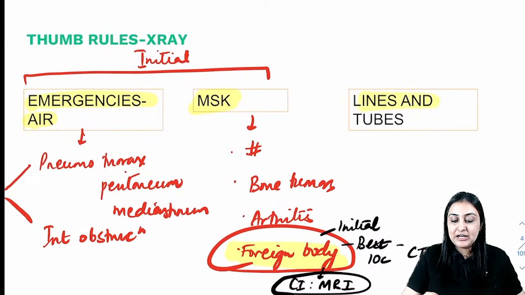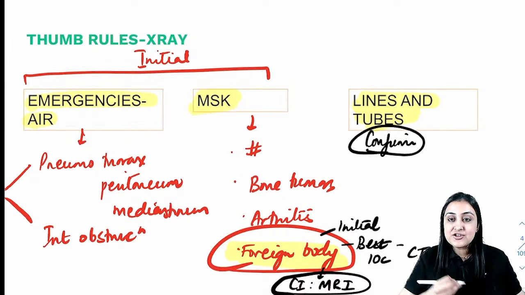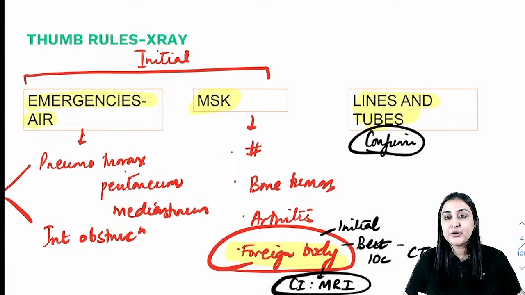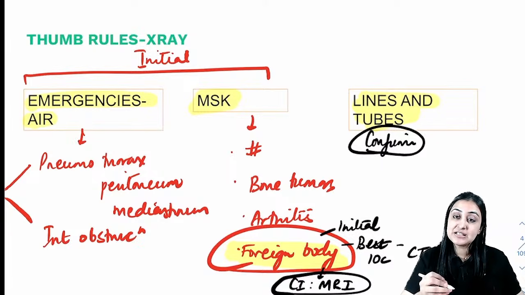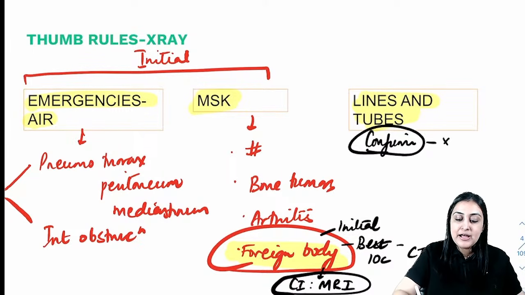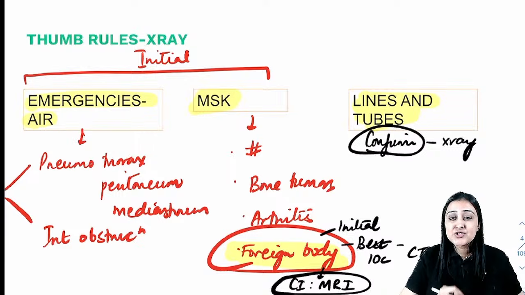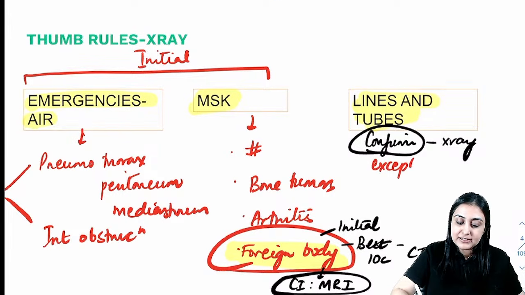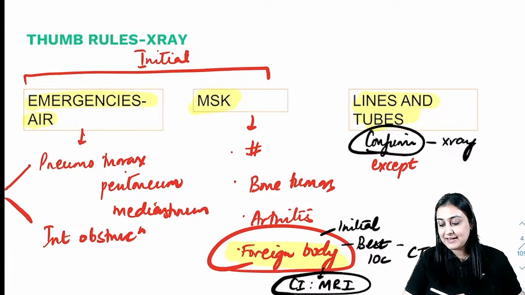Now when we talk about lines and tubes, if I want to confirm the position of various devices like a central venous catheter, like an NG tube, like a pacemaker, I want to confirm whether it's correctly placed or not. What is going to be the best investigation here? Not just initial, best investigation also, it's gonna be X-ray. There is just one exception where the best answer is gonna be different.